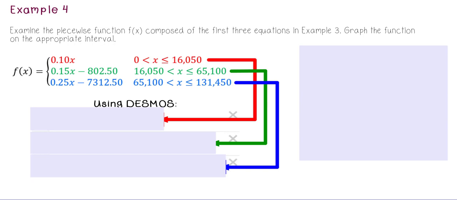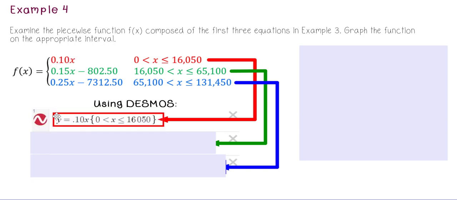So you would take each function equation and enter it on its own individual line, and you're going to also include the interval notation, so that way it forces Desmos to shorten the line to the length of the interval. So you would type in y equals 0.10x, and then you're going to use these curly brackets.